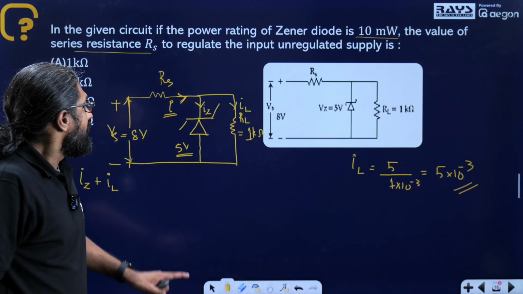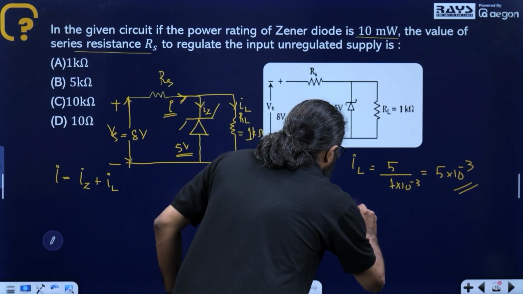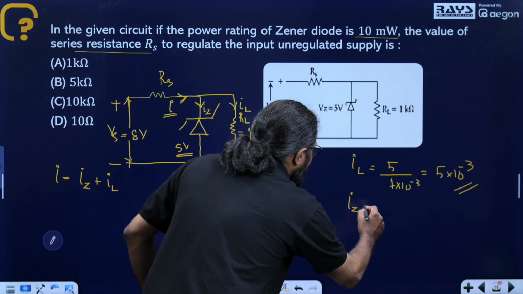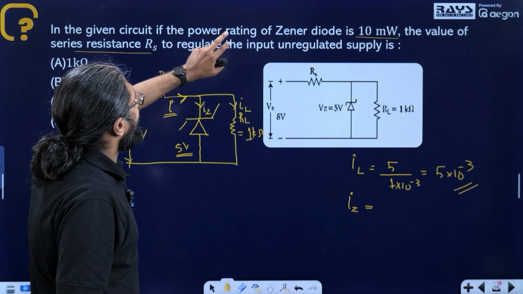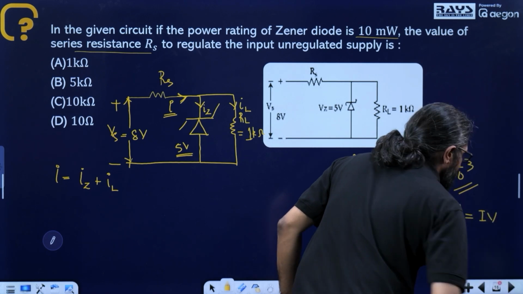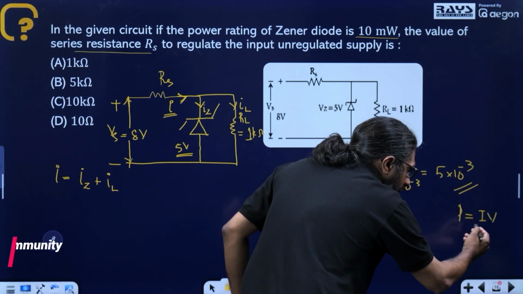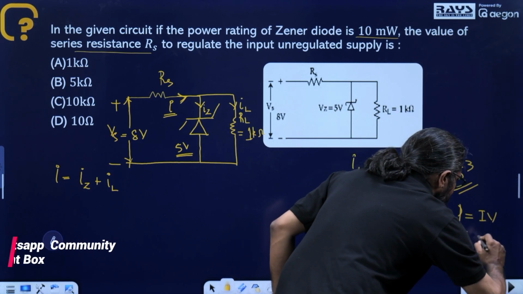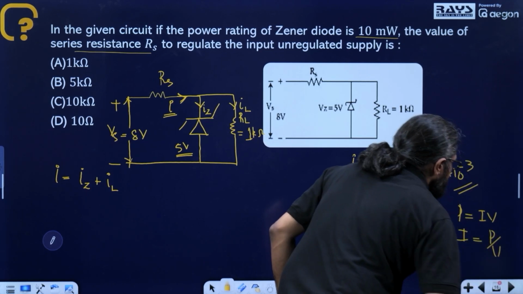Alright. Now, there is IL. Now, how do I find IZ? To find IZ, it's a little more tricky here. I know the power. Power P is equal to I into V, alright? So if I know V and I know P, I can find I by doing P by V, alright?